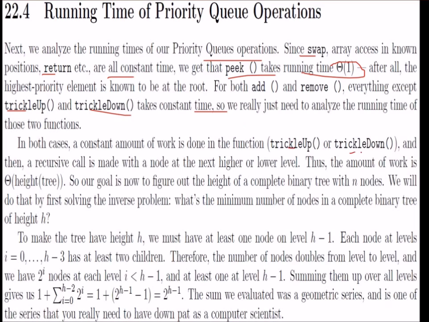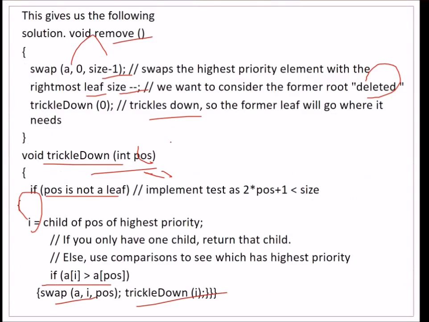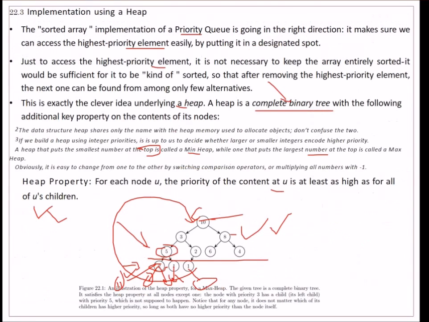But trickle up and trickle down, they will follow the recursive rule, and you know that whenever recursion comes, some 2 to the power i or log n will come. So the amount of work is actually order of height of the tree. So what will be the order of height of the tree?